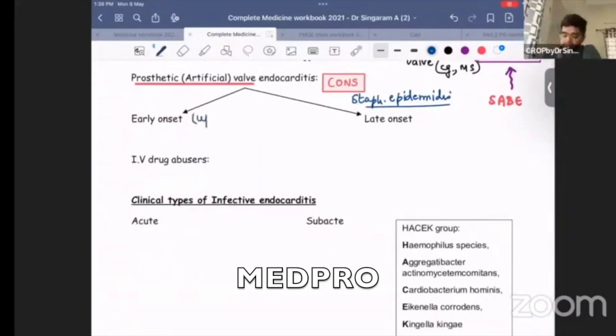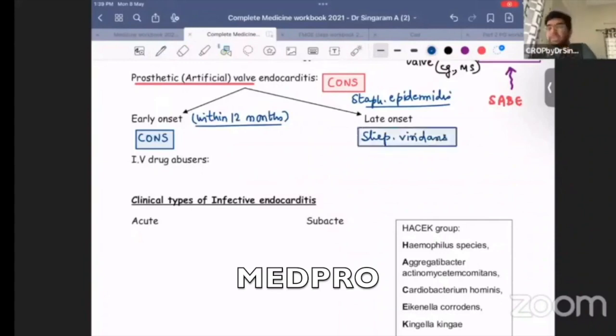Early onset is something which is within 12 months. Suppose the valve surgery is done today and within 12 months there is an endocarditis occurring, then it is called early onset endocarditis. Obviously, after 12 months is called late onset endocarditis. And if you know what is that for early onset endocarditis, again it is CoNS, coagulase negative staphylococcus only. Whereas if it is late onset endocarditis following a valve surgery, then it is Streptococcus viridans. Don't forget this.